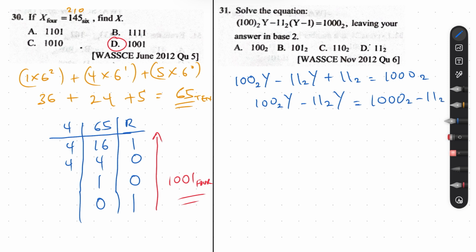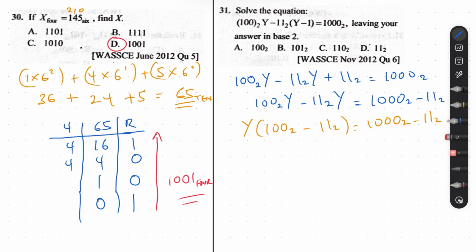As you can see, we can factor y out. If you factor y out, we are left with 100 base 2 minus 1 base 2. Also here we still have the same numbers, 1 base 2. So now we just need to subtract this and also subtract this.